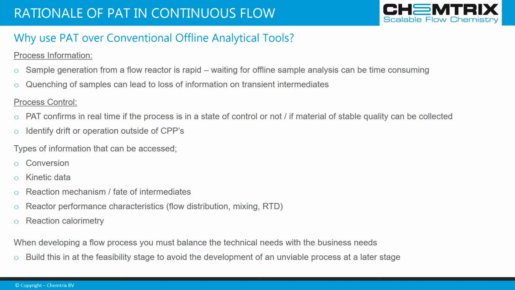So what you have to be mindful of when you're developing your flow process is what's your technical need at a given stage versus the business need. So you might need a tool that can give you deep insight into your process when you're developing it. But in order to run a stable, well-performing process, once you understand your design space, you may need simple tools like pressure, temperature measurement, and mass flow, for example. So it's important that you understand what you need at what point, and then if you build this in at a feasibility stage, you can prevent the development of an unviable process when you consider taking it through to manufacturing.